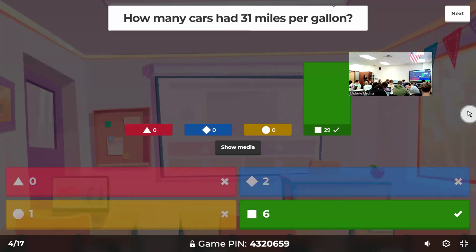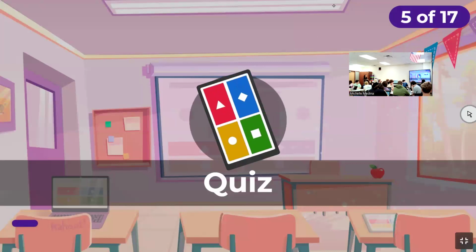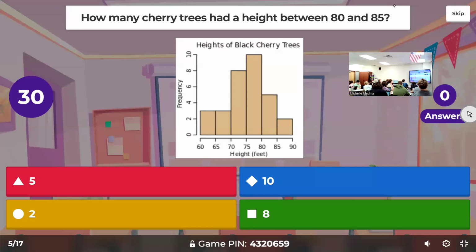Remember, take notes as we go. They don't have to be perfect, just jot some stuff down. Kind of checking as we go. So how many cherry trees had a height between 80 and 85?